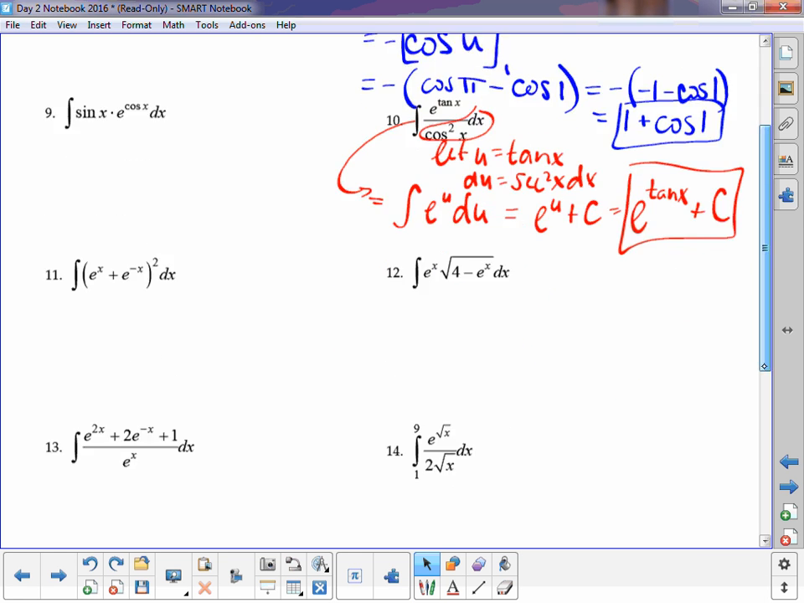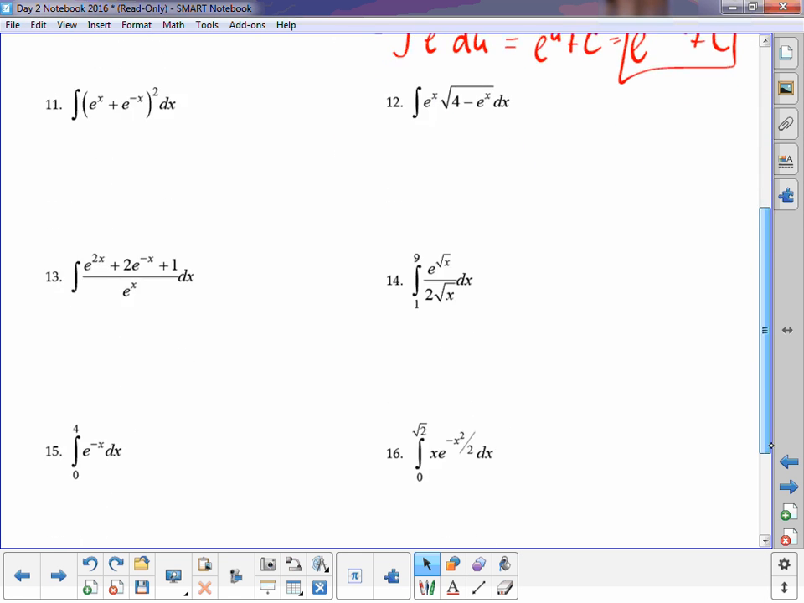Let's take a look at 14. Once again, we have e to the square root of x on top. So square root of x is inside e, but e is inside that fraction. And in our denominator, we have 2 root x. What should we let our u be? What do you guys think?